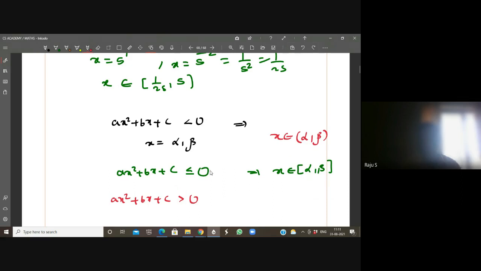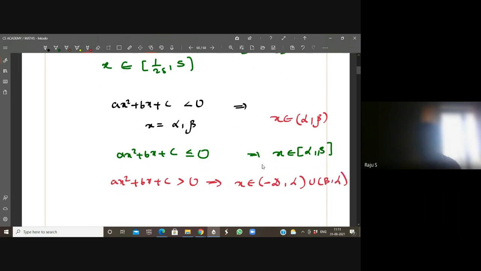In this case, x belongs to minus infinity to alpha union beta to plus infinity. It is greater than, not greater than or equal to. So there doesn't exist any values of x between alpha and beta.